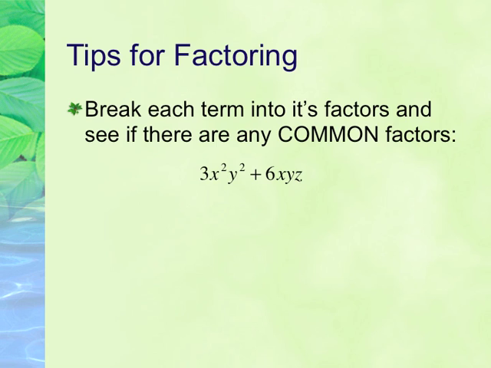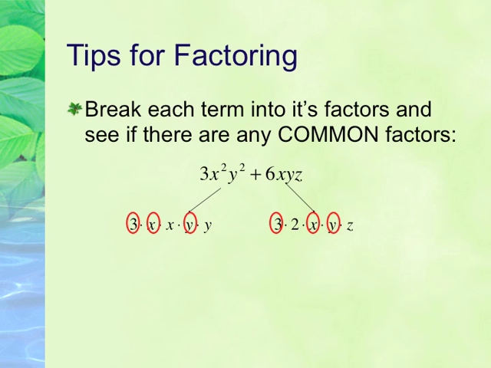Remember some tips for factoring that we looked at. The first thing we wanted to do was to break each term into its factors and see if there were any common factors we could take out of both terms. So in this example, 3x squared y squared, I rewrote that as 3 times x times x times y times y. And 6xyz, I rewrote as 3 times 2 times x times y times z. And now I'm looking to see, do these two terms have anything in common? Well, they both have a 3, so I'll be able to factor out a 3. They both have an x, so I'll be able to factor out an x. And they both have a y, so I'll be able to factor out a y.